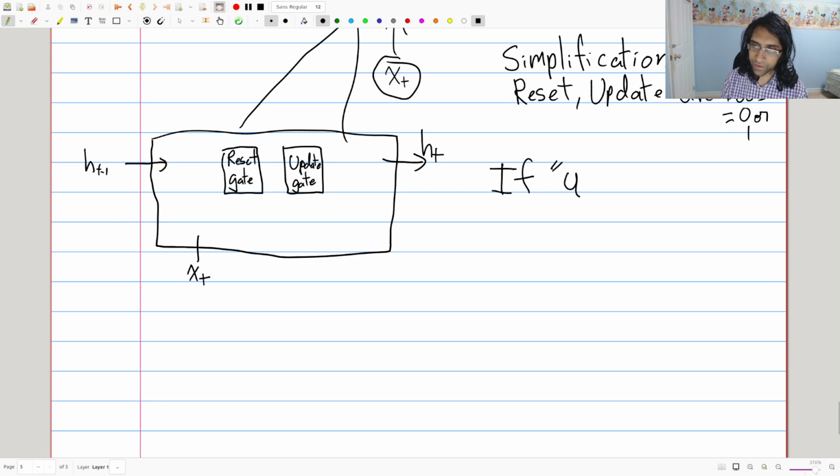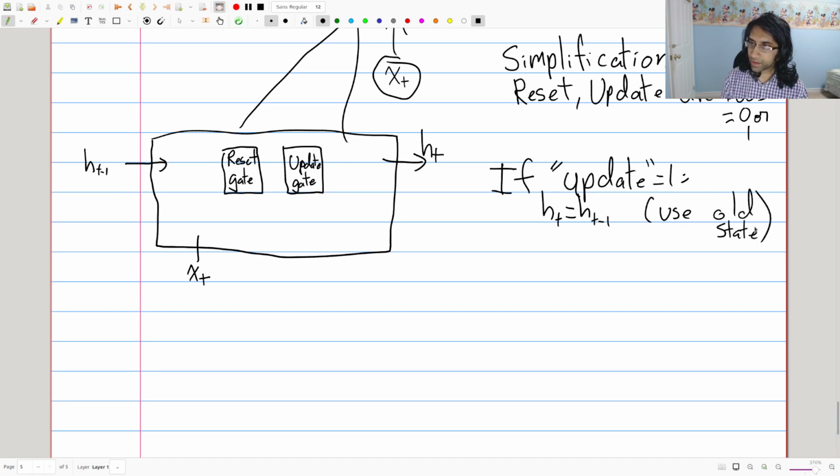So if update equals 1, then, it's kind of backwards, I guess, we just leave it to be the old thing. Yeah, so if update is 1, then we just say h_t is going to be h_{t-1}. So kind of just skip this input and ignore it entirely.